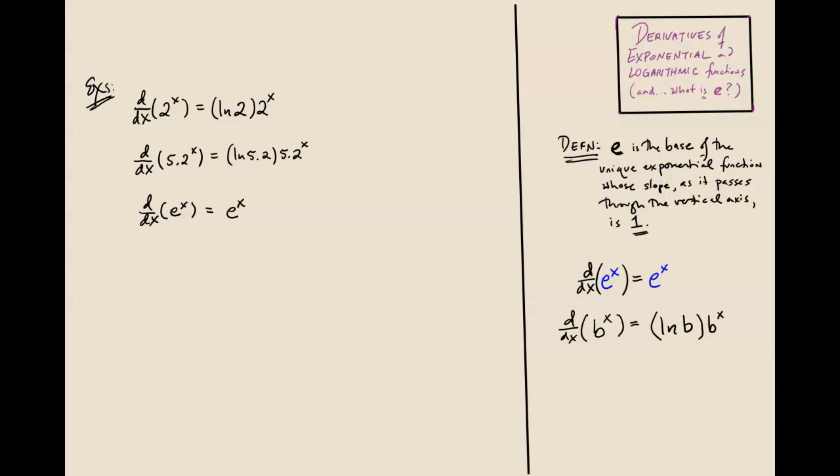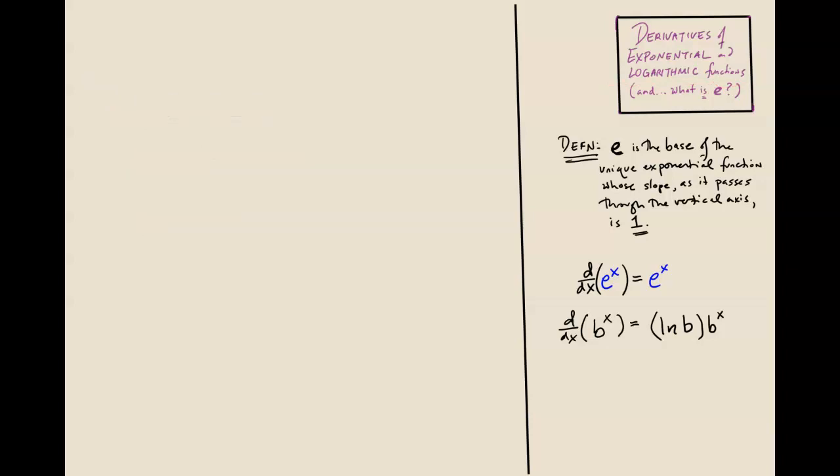Okay, we have now succeeded in figuring out how to take the derivatives of exponential functions, and on the way, we have discussed what this number e is, but we haven't discussed how to take the derivative of a logarithm. We will turn to that now. So our new question is, if y is the natural logarithm of x, what is its derivative? What is dy dx?